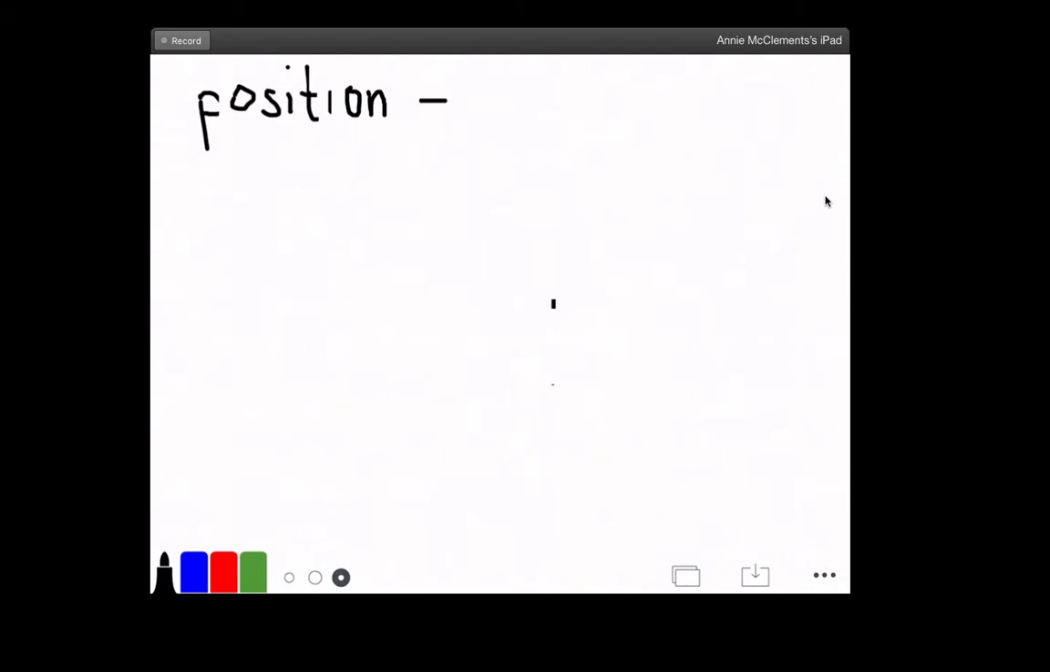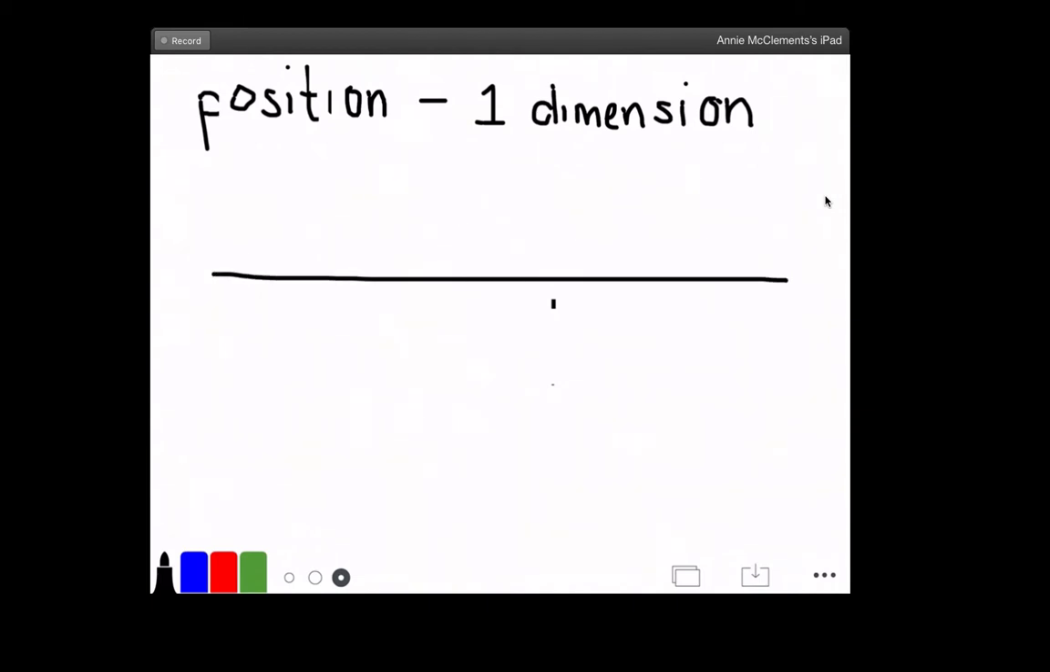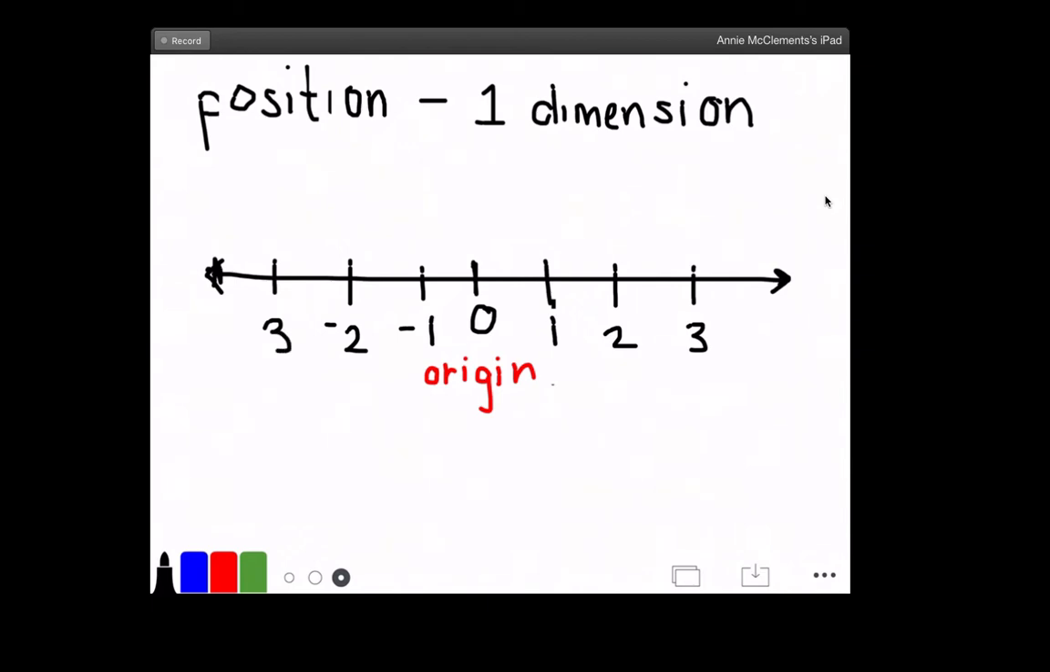So position for now we're going to think of in one dimension, okay? And what this means is we're just working on a number line. So if you imagine that everything is happening here on a number line, any object, particle that we talk about is moving along a number line. All right, we're going to have an origin, 0, that's what we call the origin. And then we're going to have some numbers. We're going to have positive numbers and we're going to have negative numbers. And this is just going to tell us where in space we are.